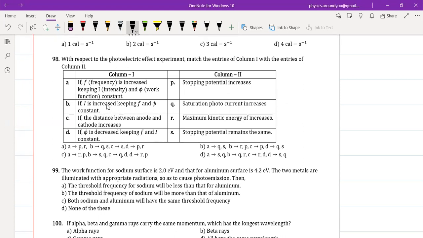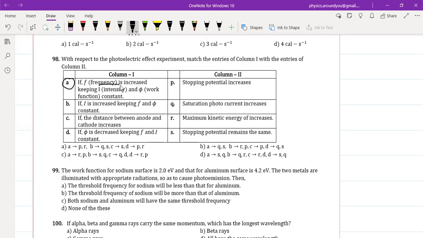It is a match the following type. In match the following, we need not go through each of these questions and try to match them. That would be stupidity in the exam hall. Instead, what we try is we shall go for the first question A and try to match that correctly.